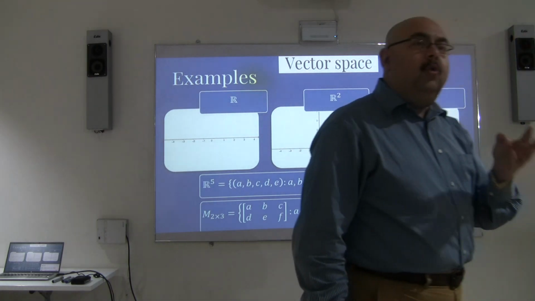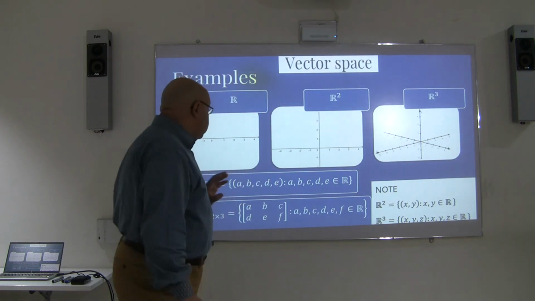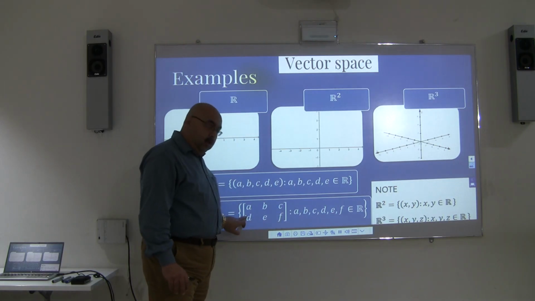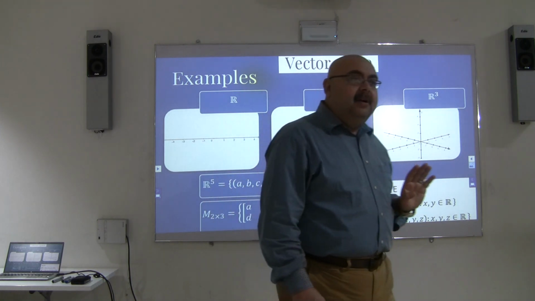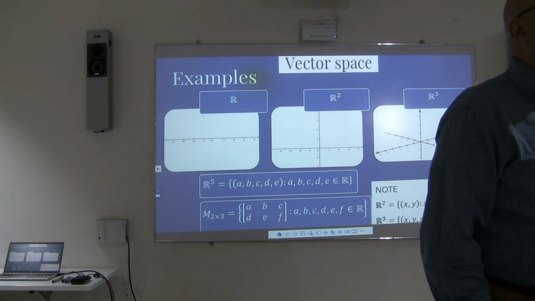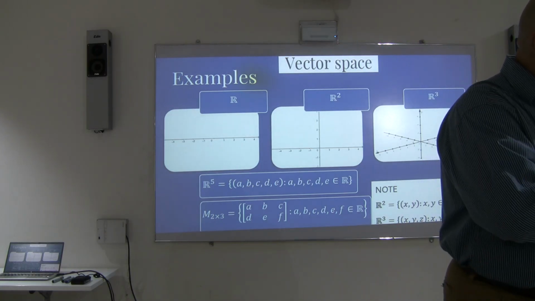So the set of all matrices of dimension 2 by 3 also represents a vector space. Okay? A set of all n by n matrices also represents a vector space. Okay, and so on.